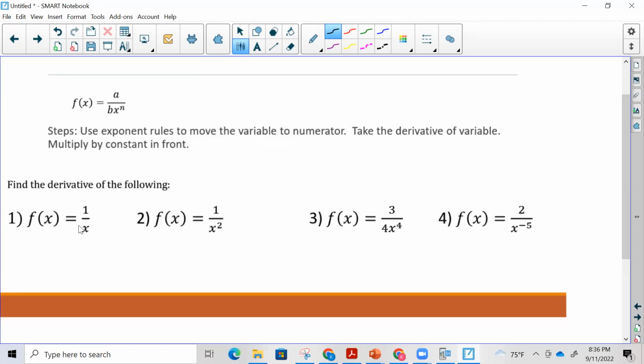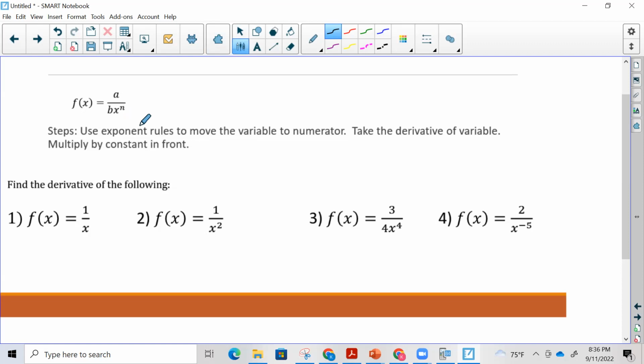And it also just has to be a single term in the denominator. So you can't have like x plus 2 in the denominator and then do this technique. It would be a little bit different. It's just for when it's one term in the denominator. Okay, so it's like x squared, 4x to the fourth, x to the negative fifth.